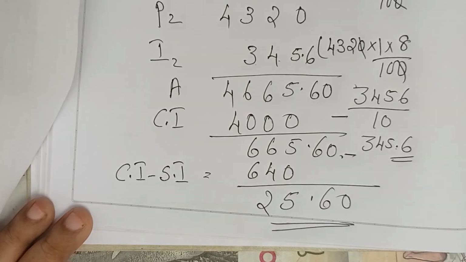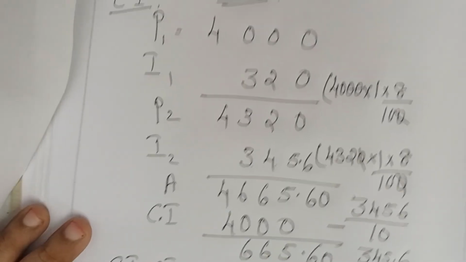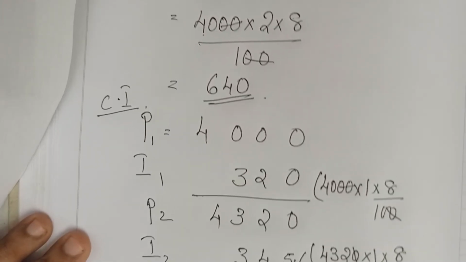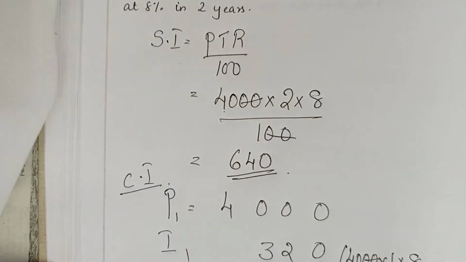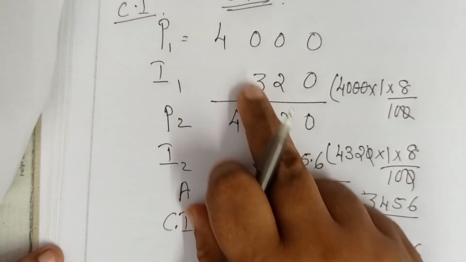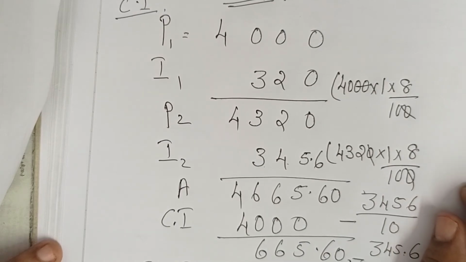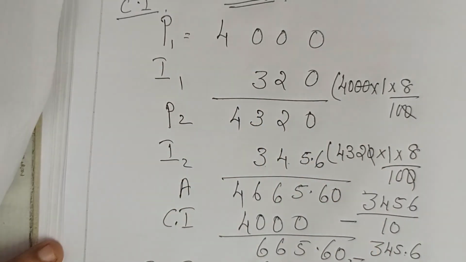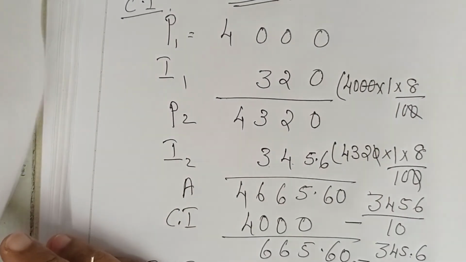This is also a very important question: find the difference between SI and CI. Understand the method. First you have to find SI. For writing SI, time is 2. But when you do the CI, there is the successive method, and another method using the formula. Here we use the successive method. This method is easy for you. Okay, students.